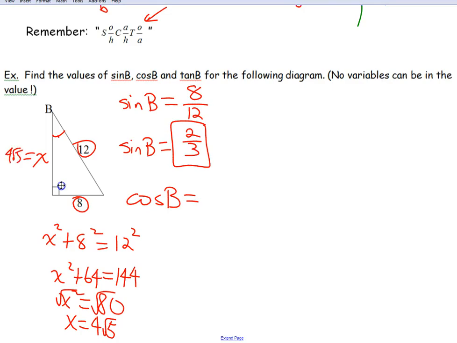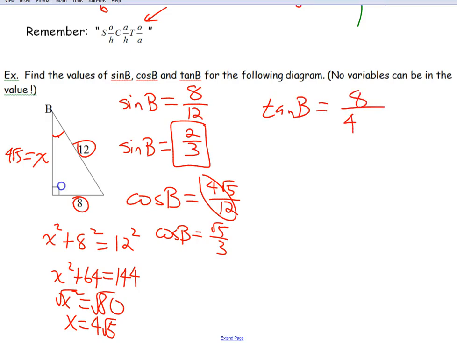So what would the cosine of angle B then be? It would be 4 root 5 over 12. Oh, but wait a minute. These numbers on the outside can simplify, so the cosine of angle B is just square root of 5 over 3. Then lastly, to find the tangent of angle B, I need the opposite side, which is 8, over the adjacent side, which we just found to be 4 square root of 5. That simplifies to tangent of angle B equaling 2 over square root of 5.